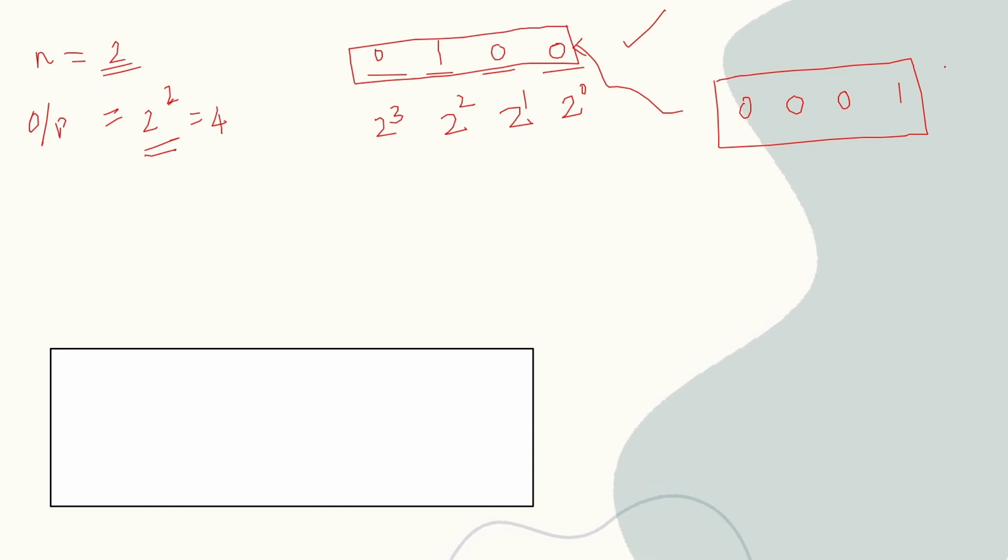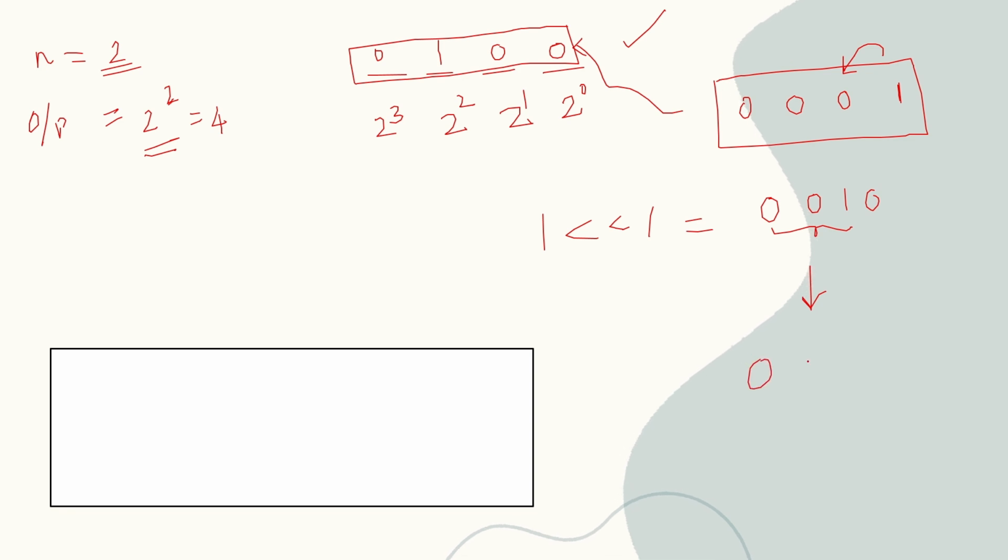If I left shift this 1 by 1 time, if I say 1 left shift 1, then what you are going to get? You're going to get 0 0 1 0. That means this 1 has shifted to left side, right? And again if I left shift this thing by 1 time, then what you're going to get? You're going to get 0 1 0 0. That's it. You got your answer.